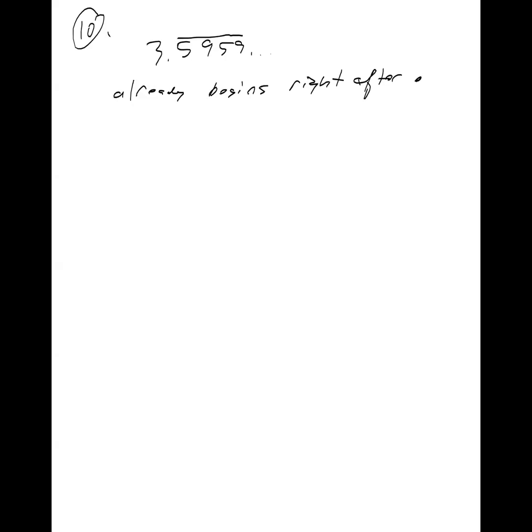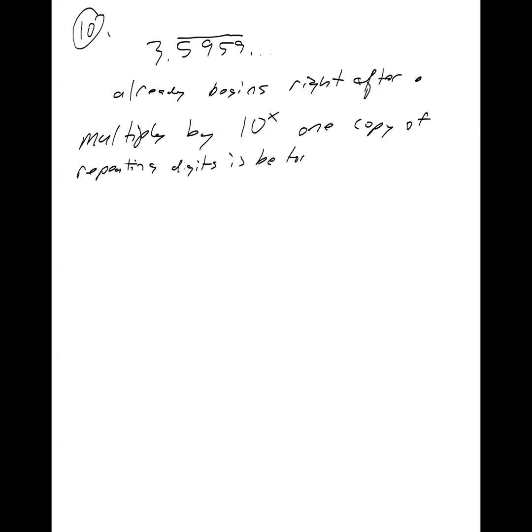So now we're going to multiply by a power of 10, or a multiple of 10, by 10 to some power, such that we get one copy of the repeating digits before the decimal point. And you have to make sure it's just one, not more than one, not 1.5, just exactly one.